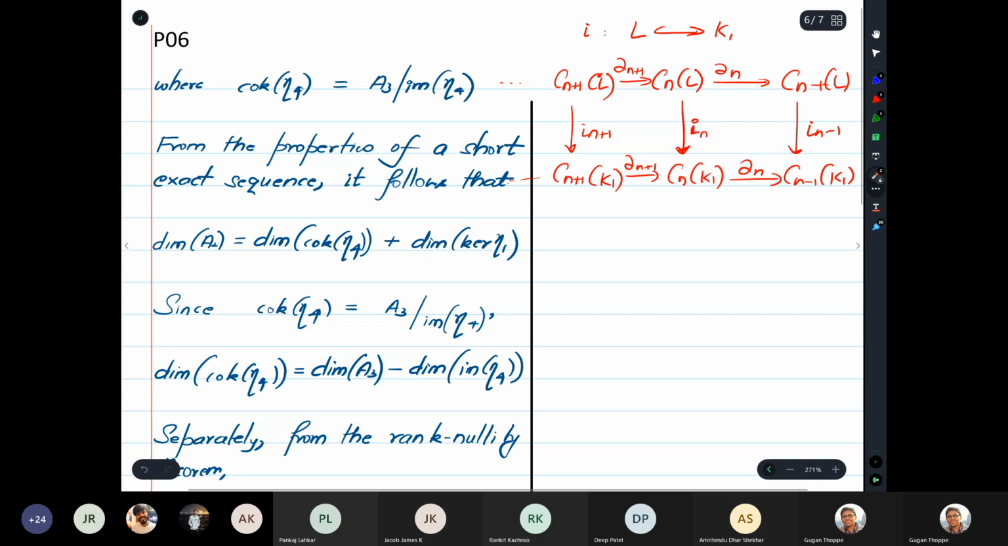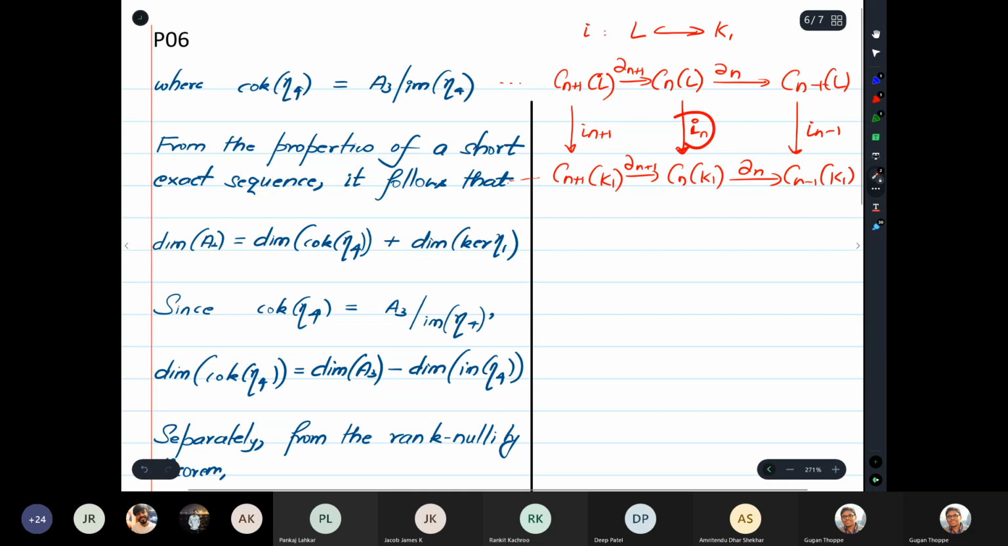So you have Cn+1 of L, you have Cn of L, you have Cn-1 of L, and so on. And you can define these boundary operators. Similarly, since K1 is a simplicial complex, we can define these p-chain spaces of different dimensions, and we can define this boundary operator. Now I'm claiming that this I over here actually implies a chain map, which means that you can have a sequence of these maps.